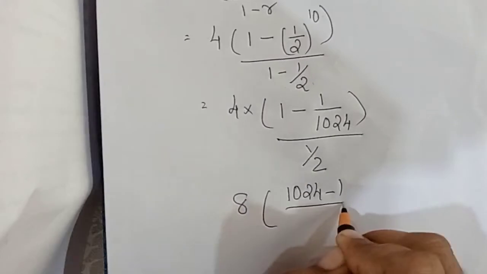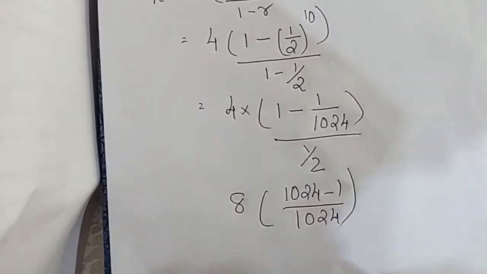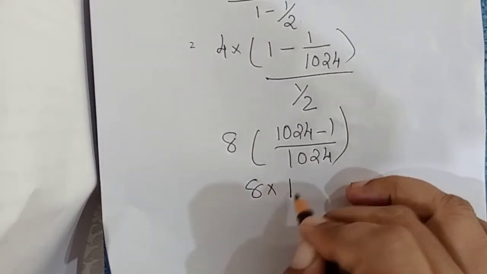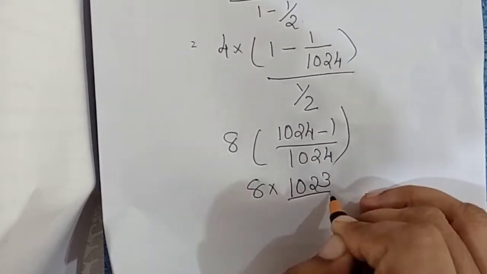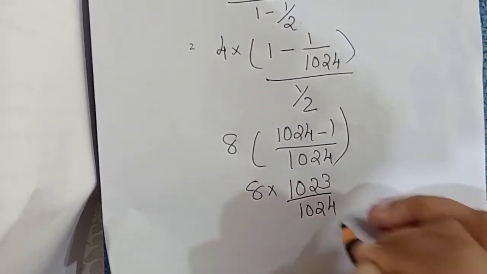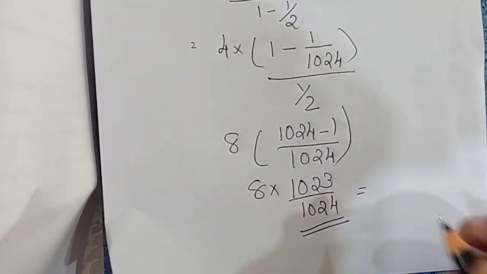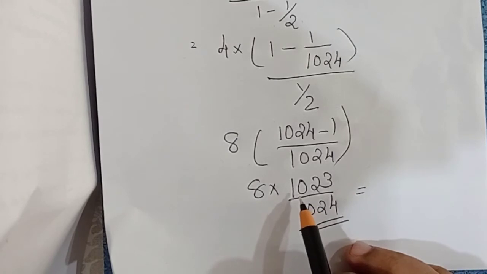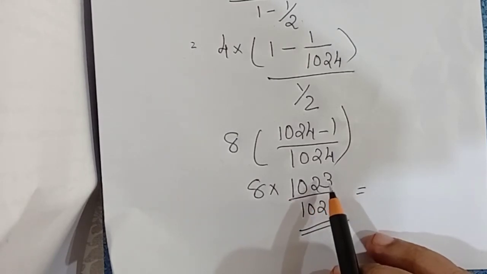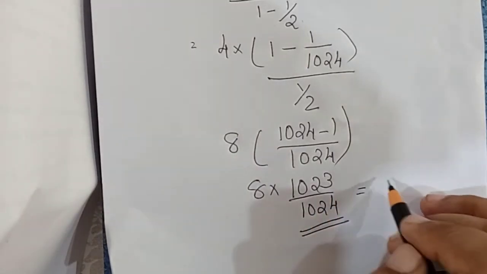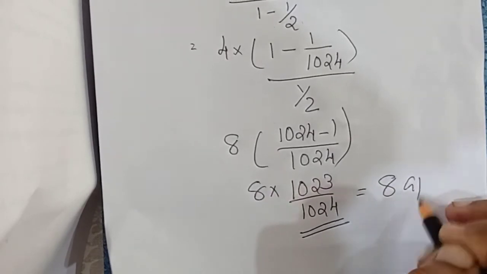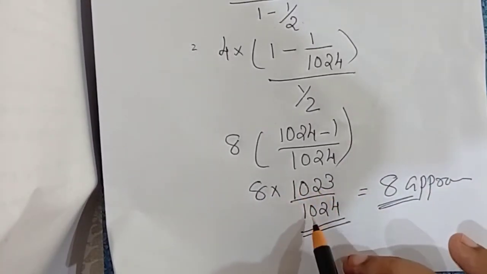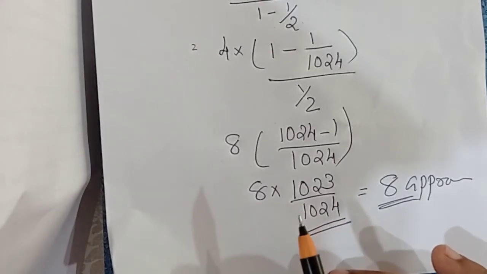1024 minus 1 by 1024 when you take the LCM. That is 8 into 1023 by 1024. Isn't it? If it is 1024, you can write 1. 8 into 1. Therefore, you can write 8 approximately. Or you must divide this using the calculator, then write the correct answer.